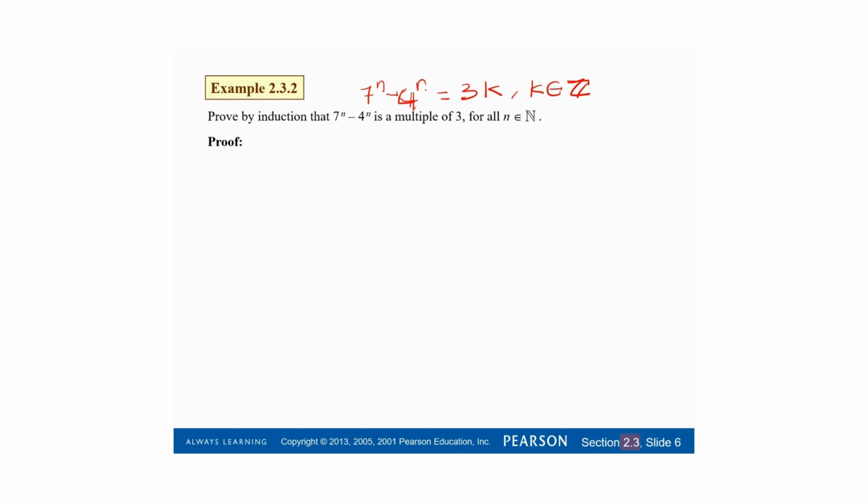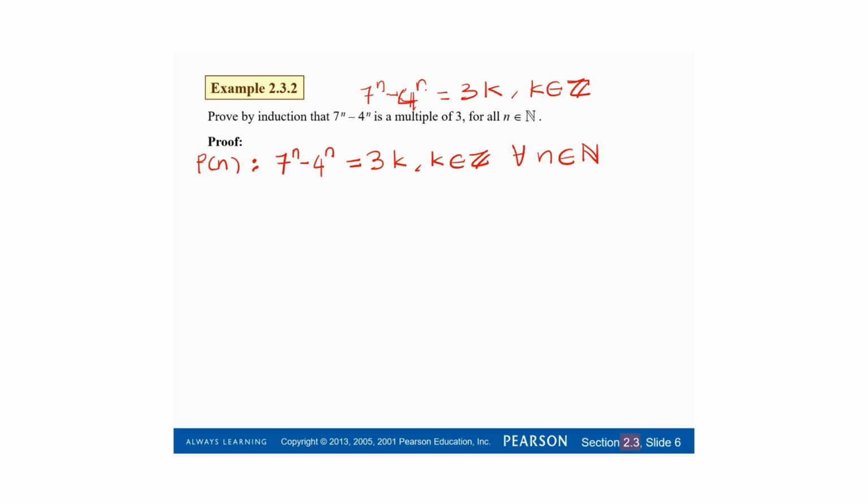Okay, so as usual, our first step is that we denote our general case, which is Pn. Okay, so Pn represents the statement 7^n minus 4^n equals a multiple of 3, which means it will be equal to 3 times k, where k here can represent any integer, for all n belongs to natural numbers. Okay, so that represents our statement Pn.